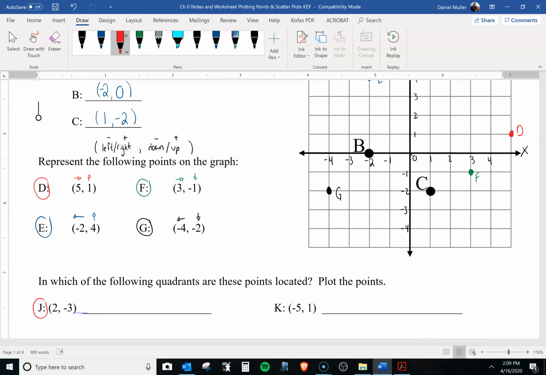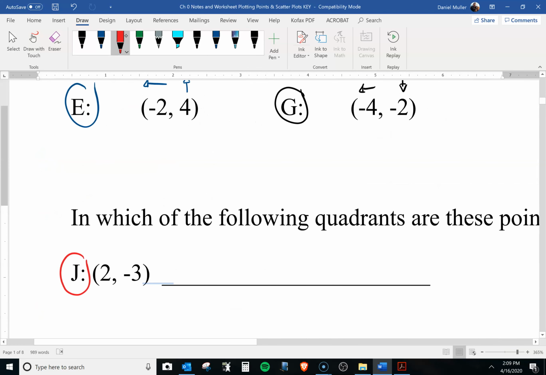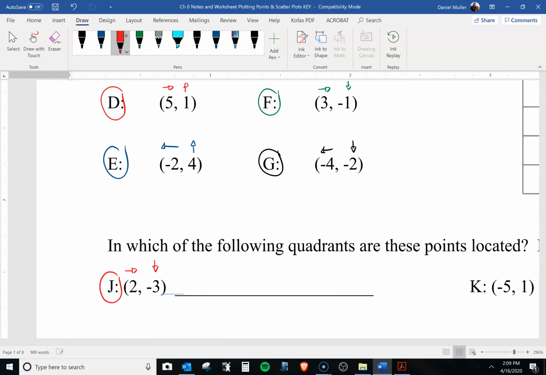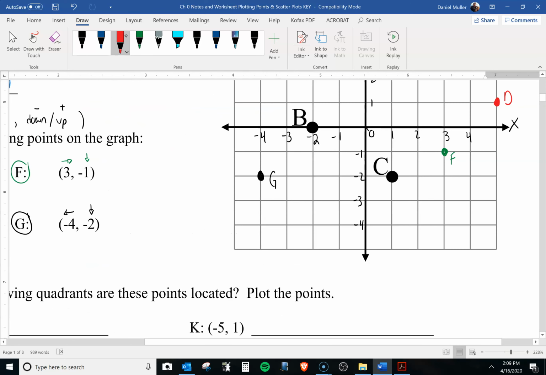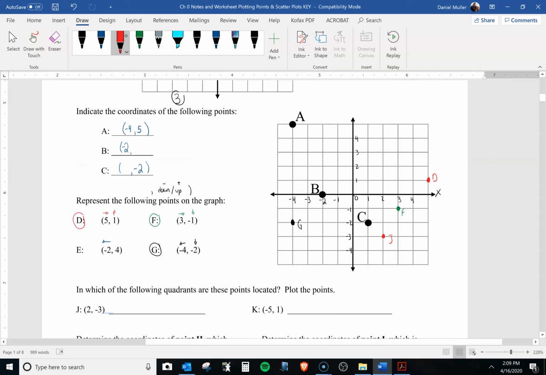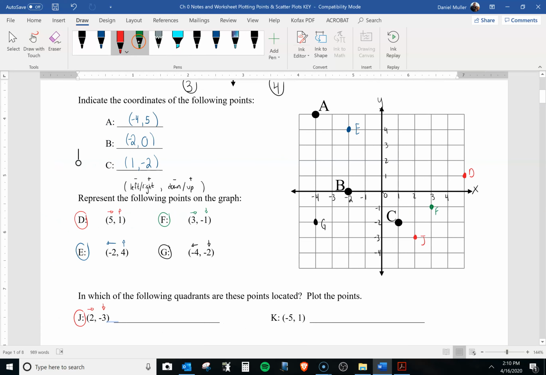So I'll do J, I'll do that in red. It is a positive 2, so that is right, and then a negative 3, which is down. So I'm going to go right 2 and down 3. Right 2, down 3. So there it is. I'll call that J. And so this point J is, I should probably start by labeling my quadrants. So this is quadrant 1, this is quadrant 2, quadrant 3, and quadrant 4. And J is right here. That is in quadrant 4. So I'll just put 4.